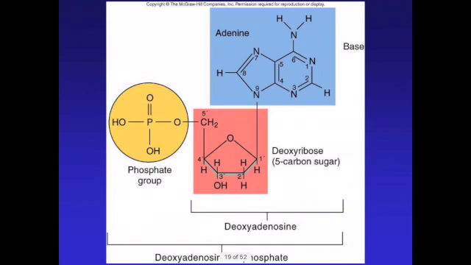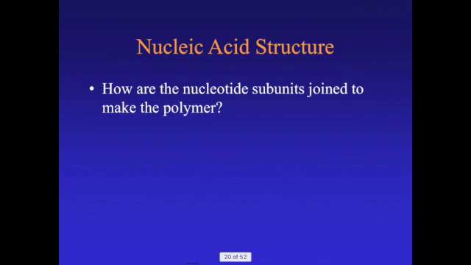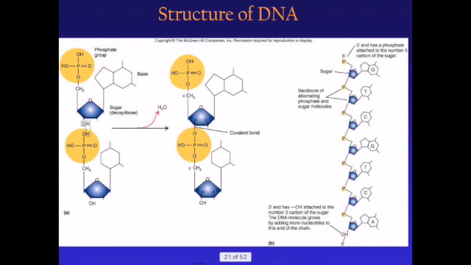Okay, so this nitrogenous base could be several different things, but in this case, it's adenine. Let's look at how we take a whole bunch of these 3-part nucleotides and put them together. So how are the nucleotide subunits joined to make the polymer? Here we go.